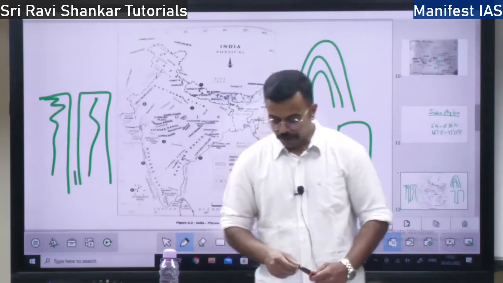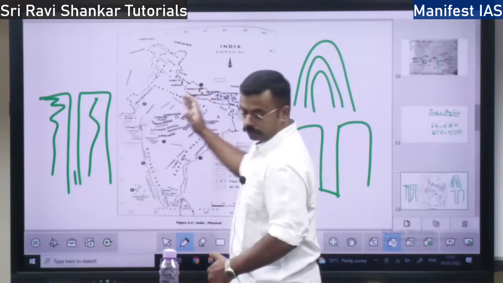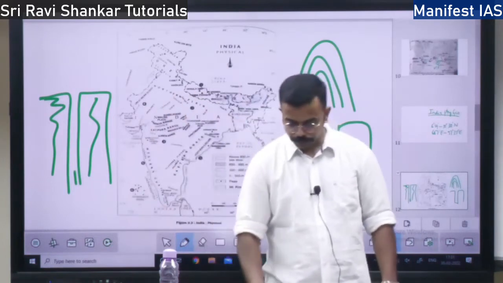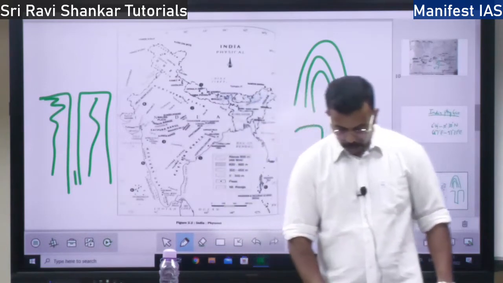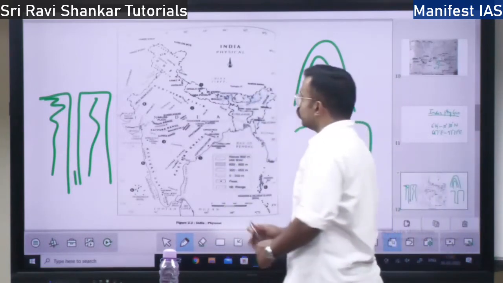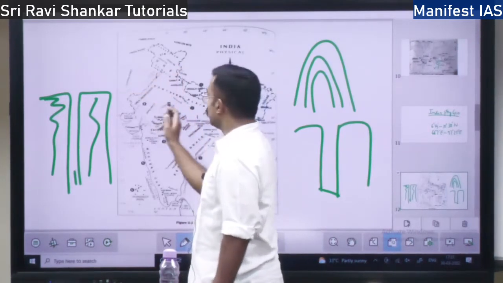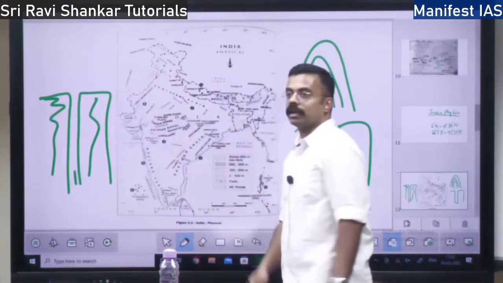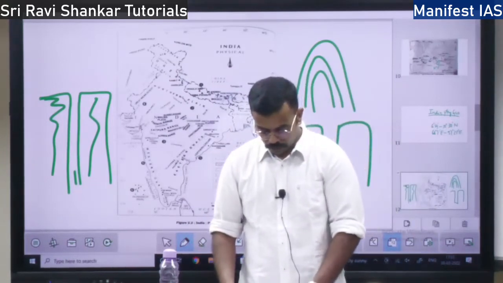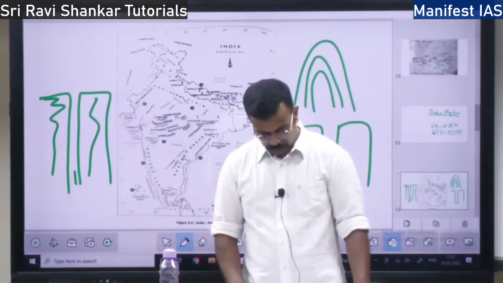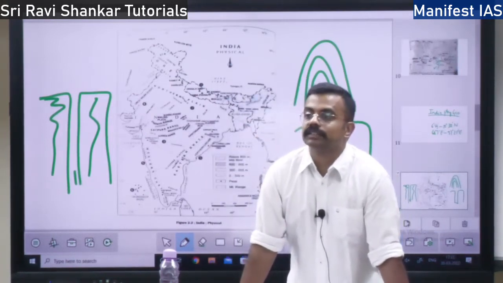Right? Next, we will talk about the Indo-Ganga-Brahmaputra plain. So this is the Indus river here, Ganga here, Brahmaputra here. So this is the Indo-Ganga-Brahmaputra plain. This is a plain formed by the rivers.